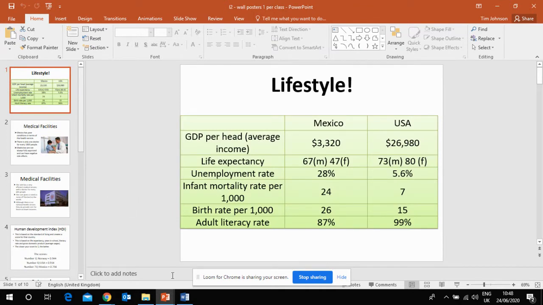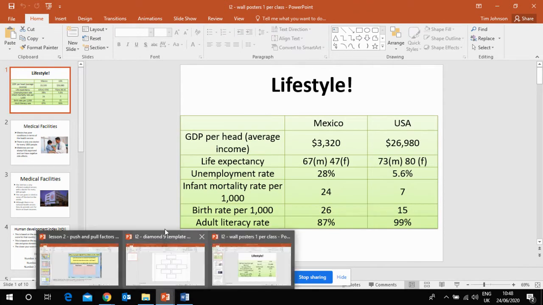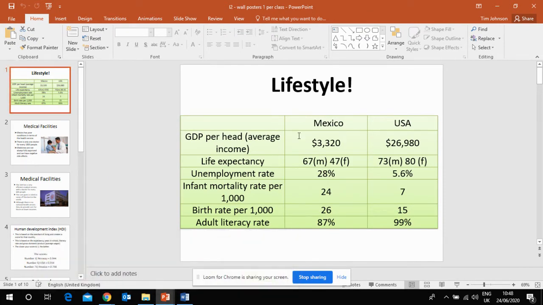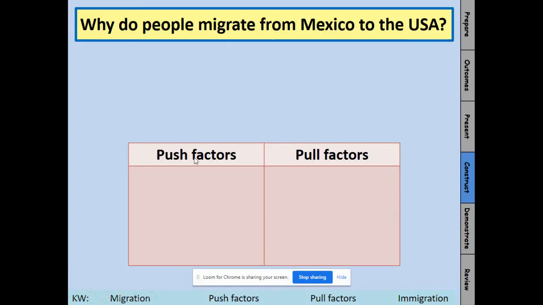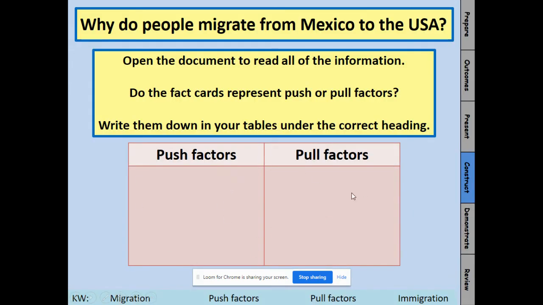I want you to start looking through them, not copying absolutely everything on there, but just trying to read through it or looking at the data, the pictures, and think about, is this making people want to leave Mexico? That will be a push factor. Or is it making people want to move to USA? A pull factor, it's pulling them in. So I would like you to work looking at that to create this table in full.